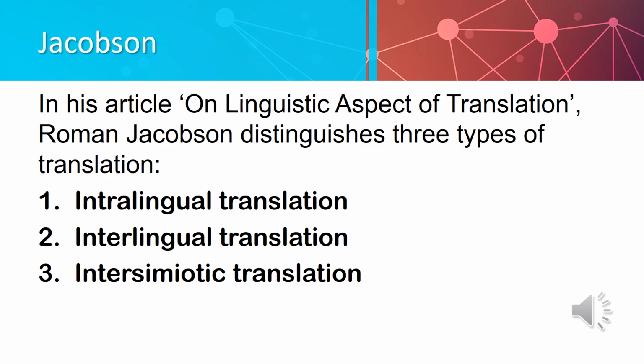In his article on the linguistic aspects of translation, Roman Jakobson distinguishes three types of translation. Number 1, intralingual translation. Intralingual translation is translation done in the same language, communicating again the meaning of a text with a different text in the same language. Let us say that an unfamiliar Indonesian text is translated with more general wording.